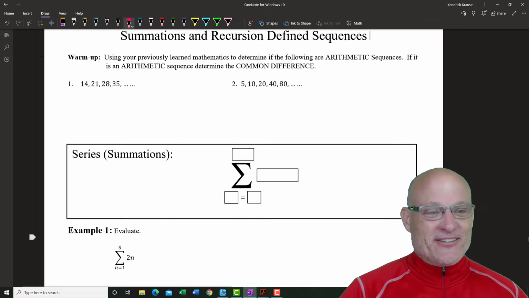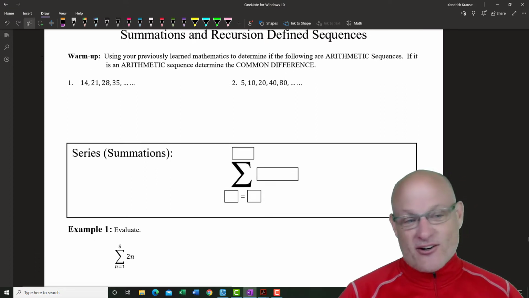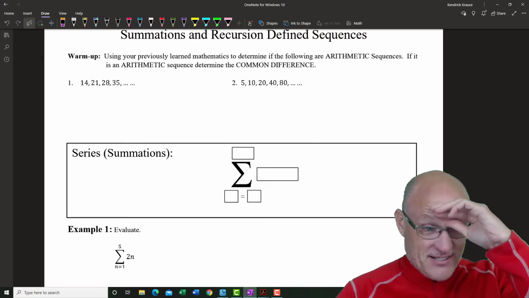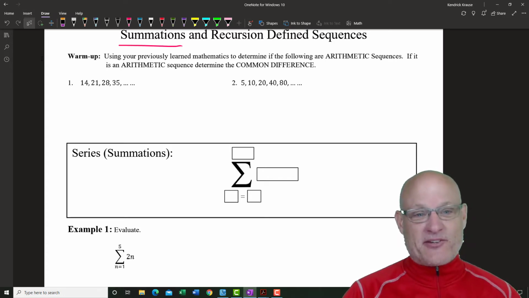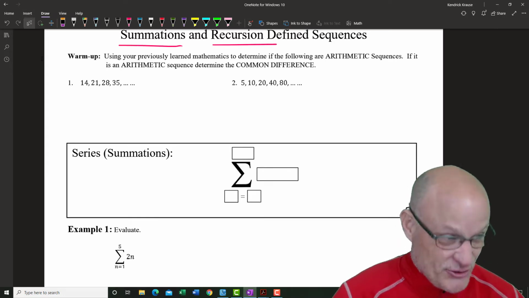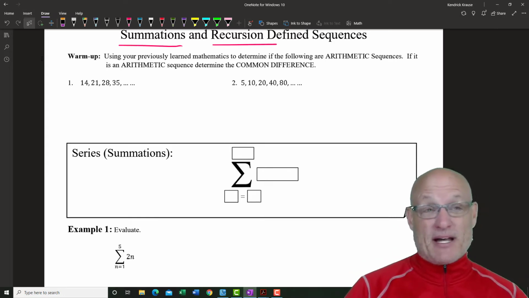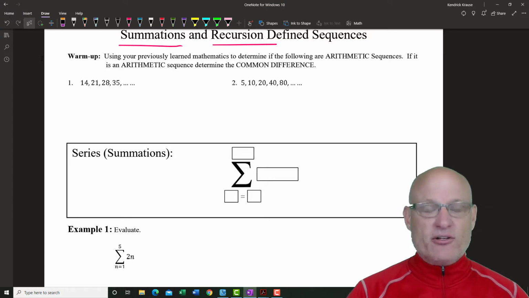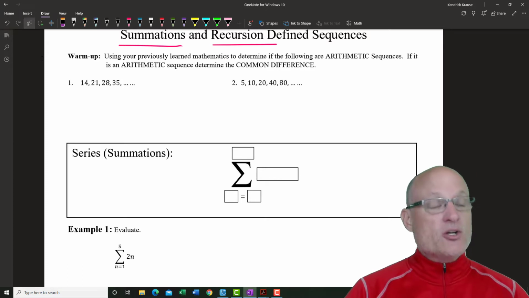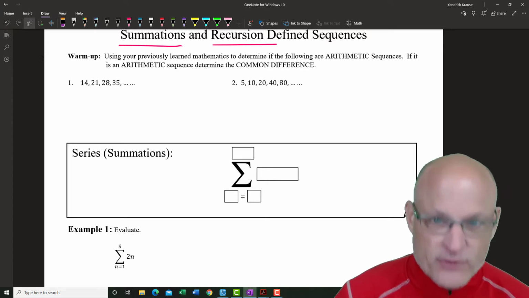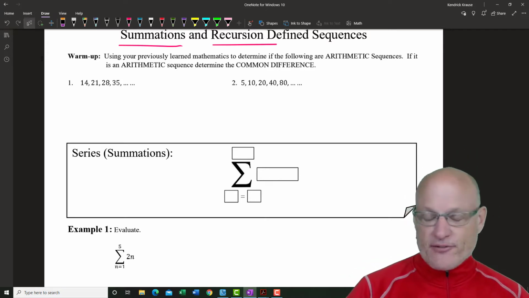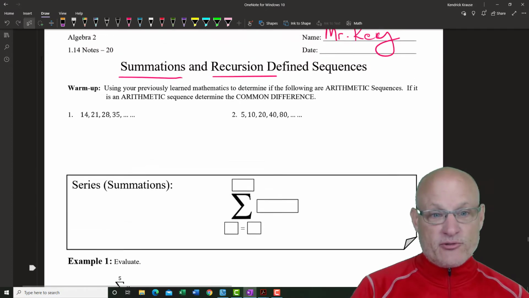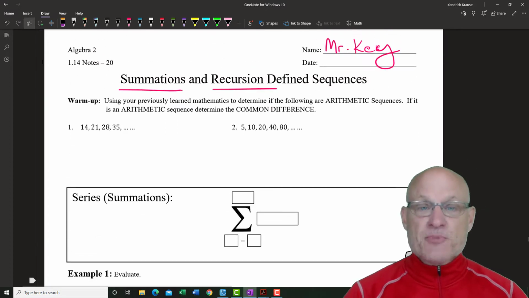All right, a little review. Let's see what we got here. If these are arithmetic sequence, we're going to be talking about summations and this thing called recursion. Recursion is really important, by the way, in computer science. Right? You do a lot of recursively defined functions in computer science. So if you're ever getting into computer science, you're going to be using some things with recursion, at least if you get into the upper level stuff.